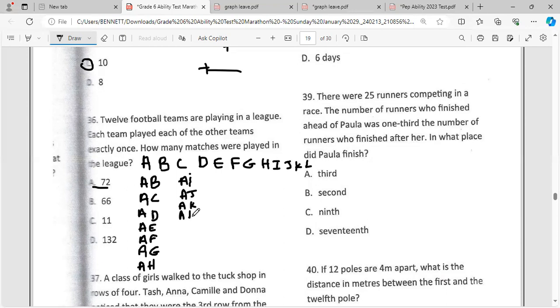So A played everyone. Look here, guys. B already played A, so that match is not going to happen. To make it better, you can just say A would equal 11. So you start at 11, then you go down to 10.